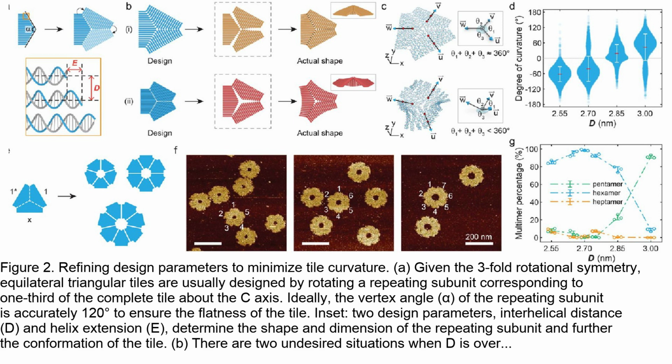The significance of Figure 2 is that it demonstrates the importance of the interhelical distance in minimizing tile curvature in the DNA origami tessellation system. By optimizing the design parameter d, the authors were able to improve the geometric design of the monomer tiles and reduce the reliance on curvature correction mechanisms.